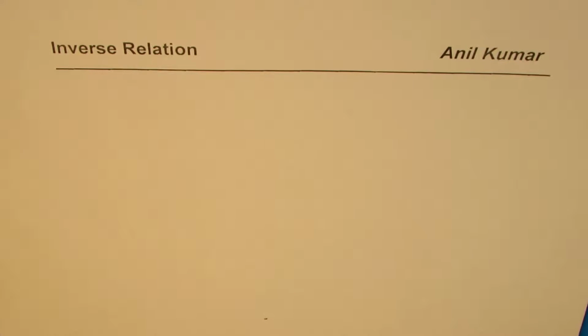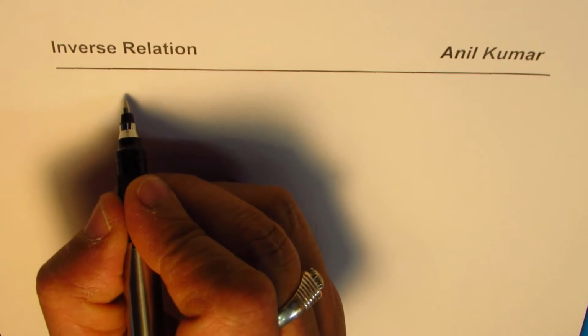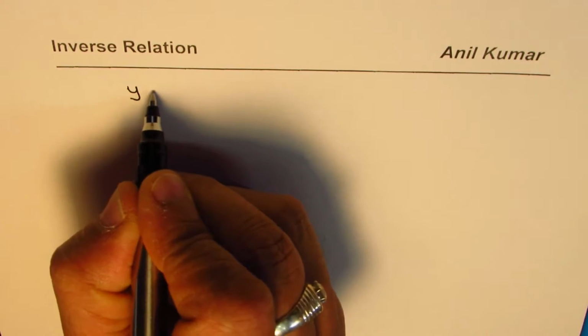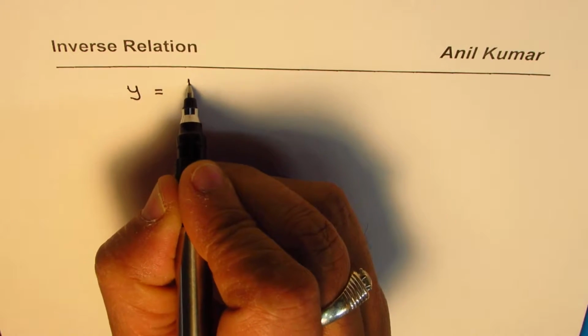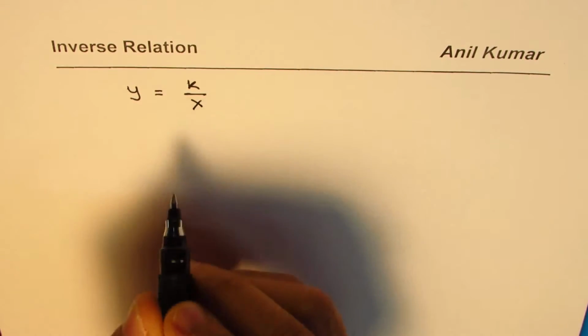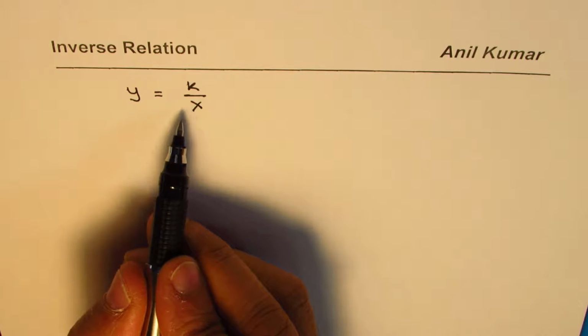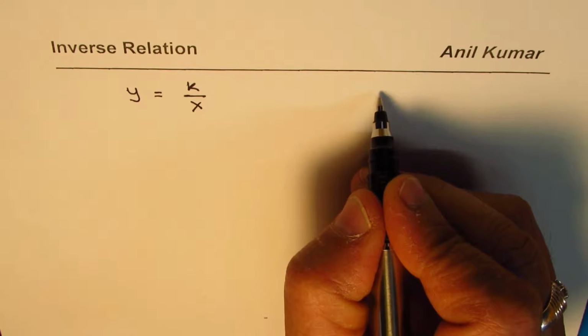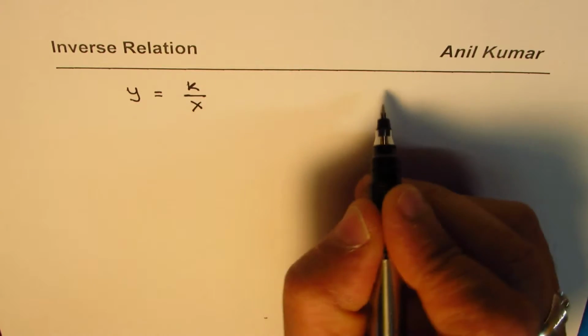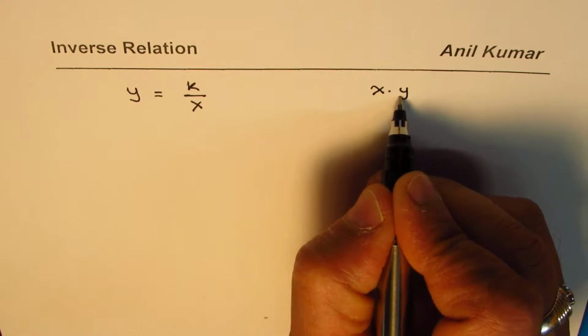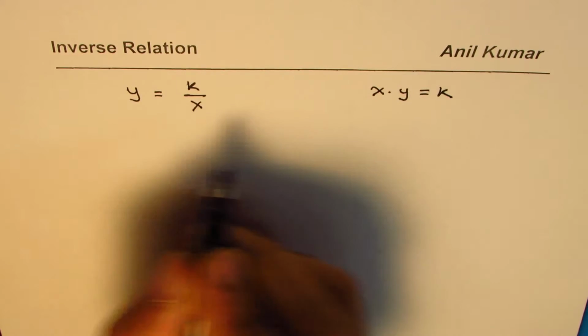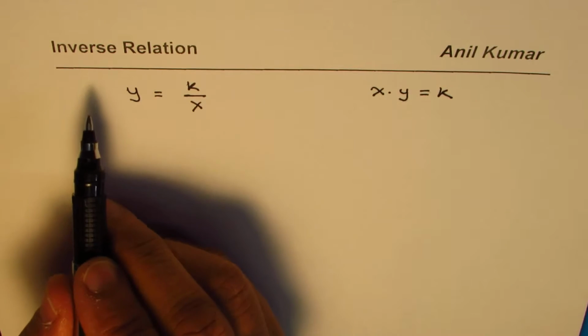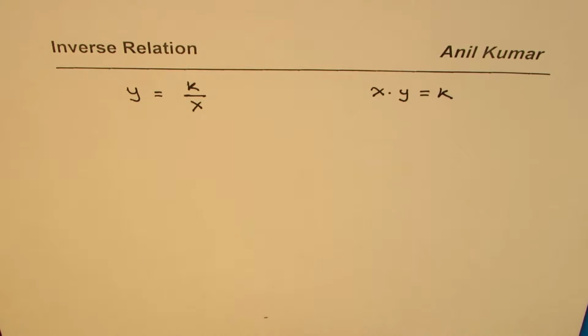I'm Anil Kumar. We'll discuss inverse relation in this particular video. Normally, inverse equation is written in two forms. One in general will be y equals k over x, and the other form is rearranging the same equation. We'll cross multiply and then write the product of x and y as equal to a constant, right? So these are two forms in which we normally write inverse relation.